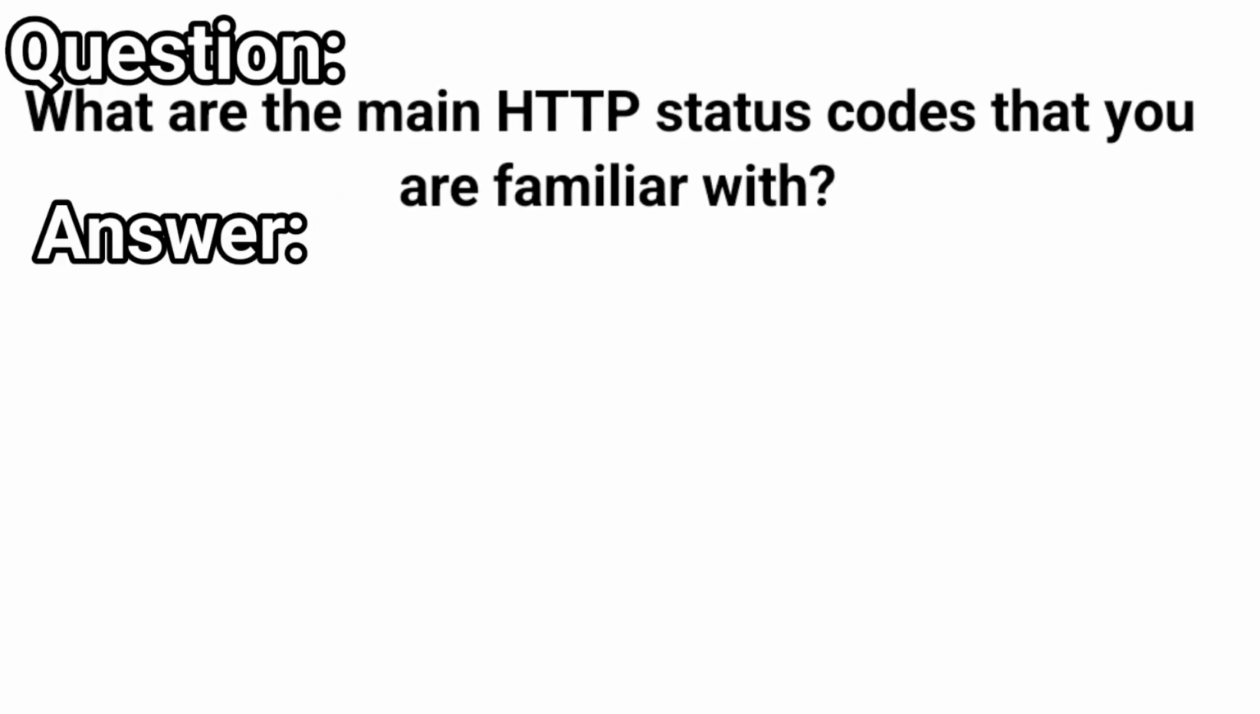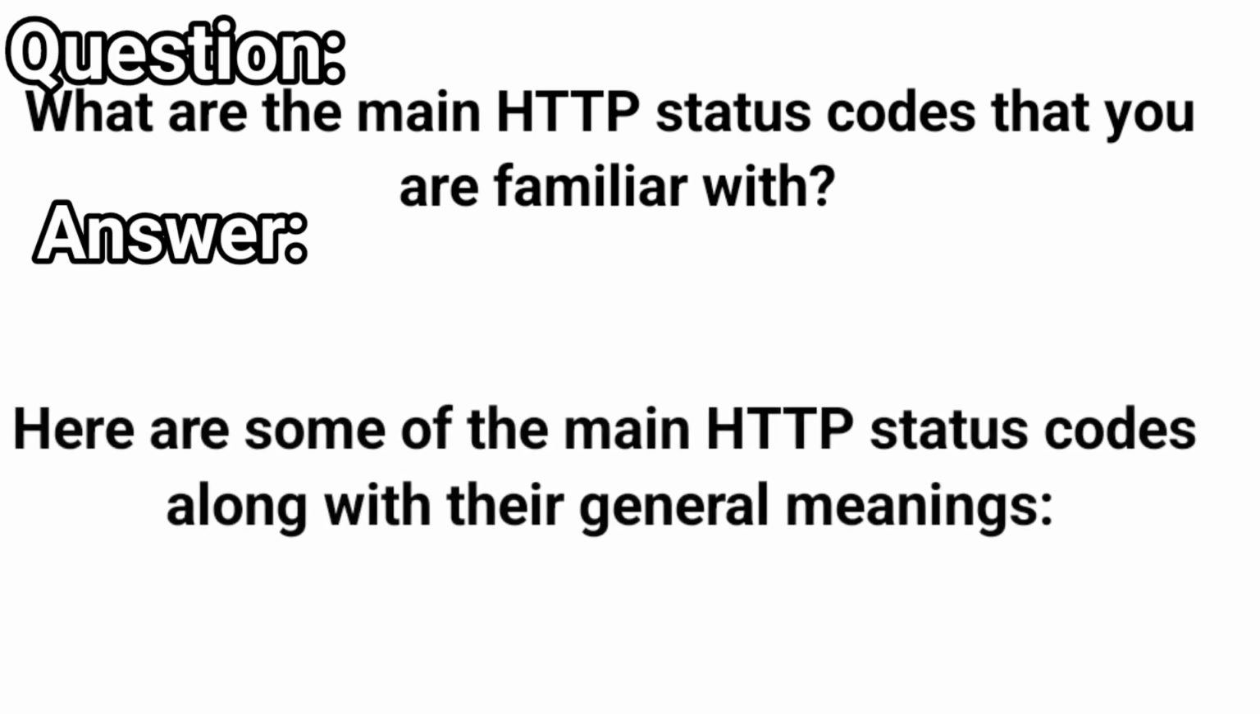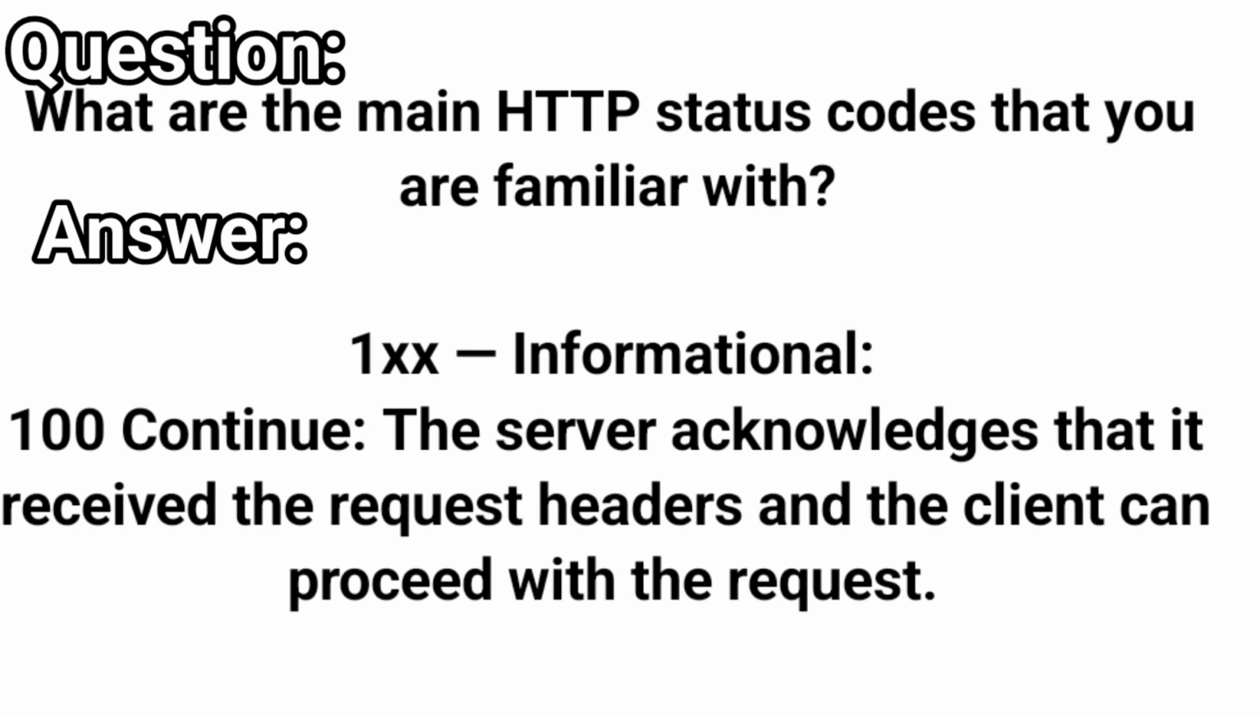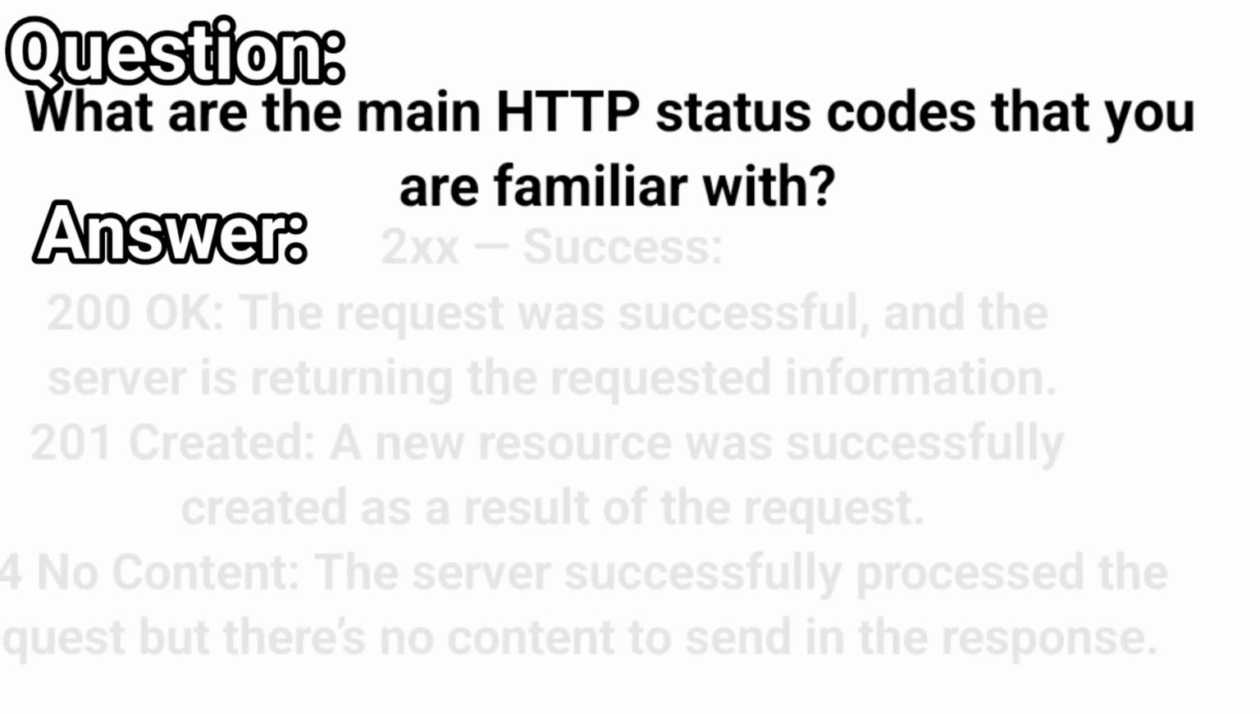What are the main HTTP status codes that you're familiar with? Here is a list of the main status codes, as well as their general meanings. Any status code in the 100 series is informational. 100 is continue. The server acknowledges that it received the request headers and the client can proceed with the request.